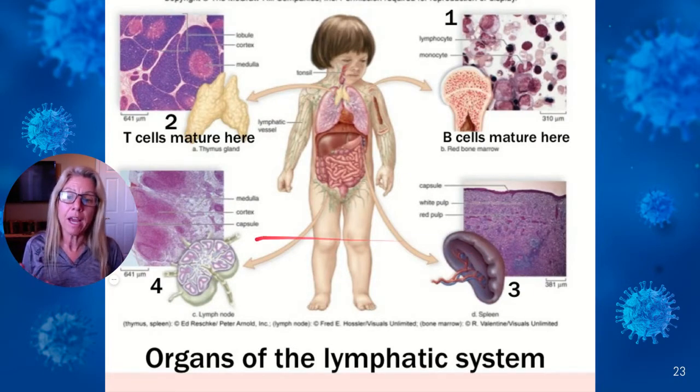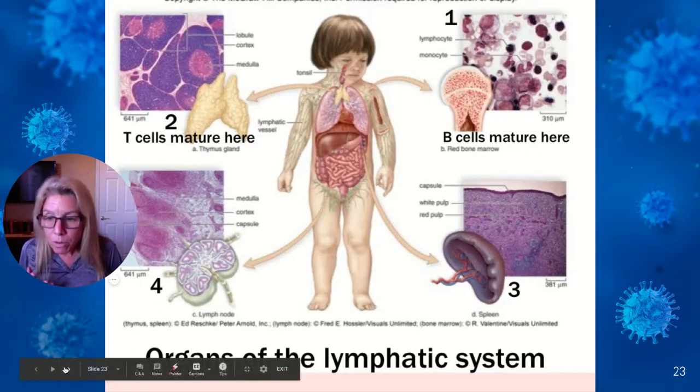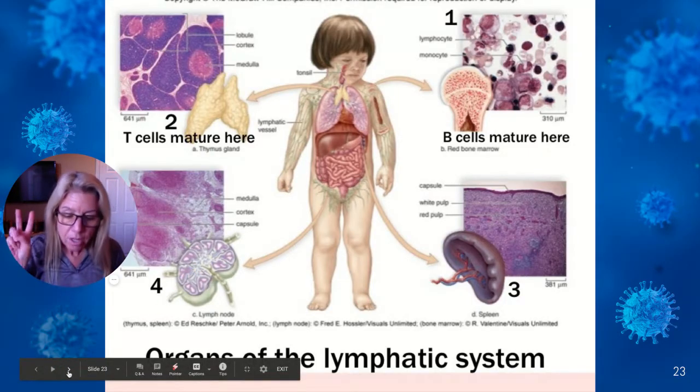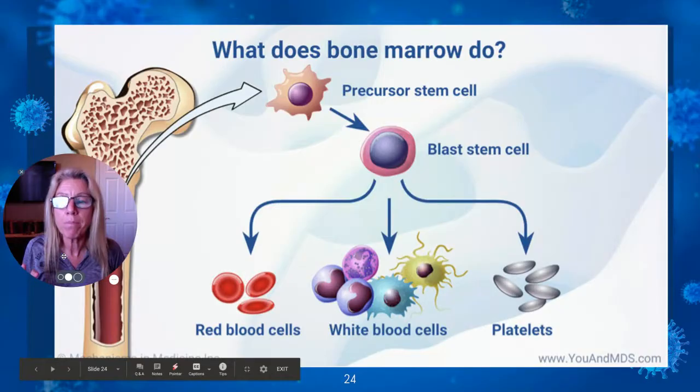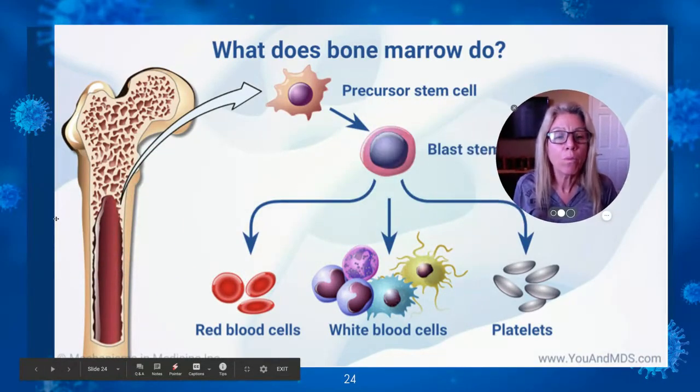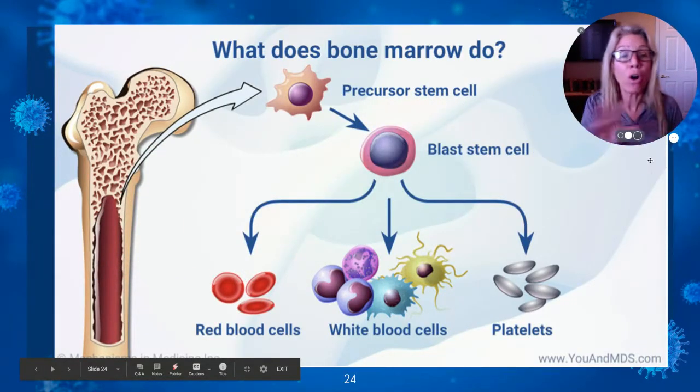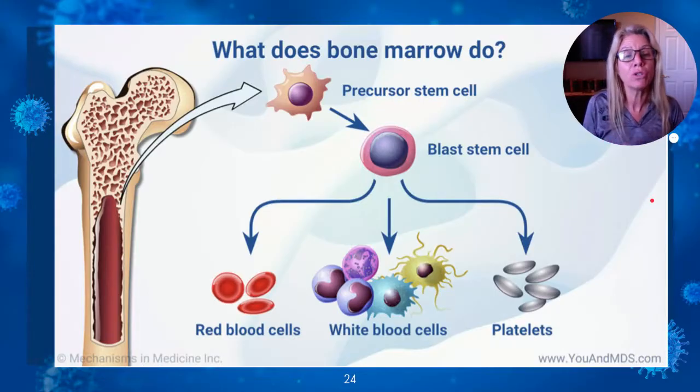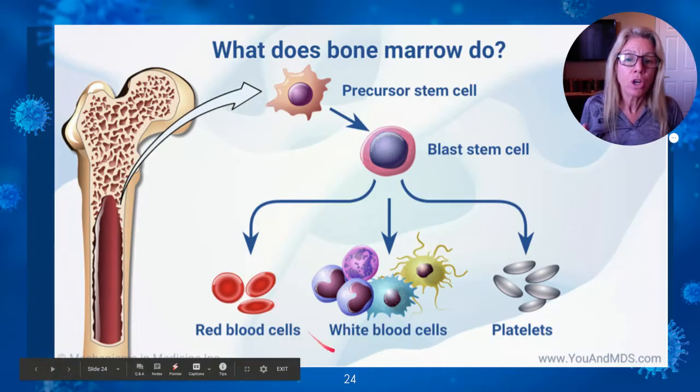Okay, spleen and lymph nodes. So let's go through them all underneath organs. The 2 primary ones are your red bone marrow. Now, what comes from your red bone marrow? All your blood cells. Not just your immune cells, but all your blood cells come from there: your red blood cells, your white blood cells, and your platelets.